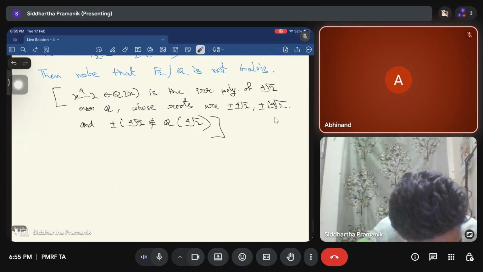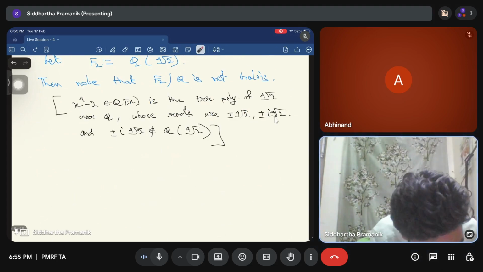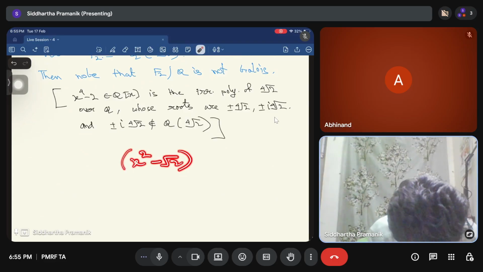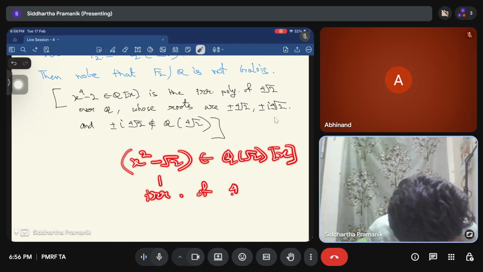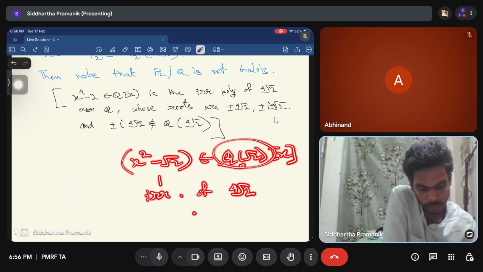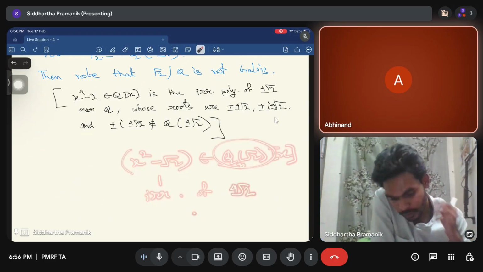But if you want to see why, find the irreducible polynomial over Q root 2. In that case, you will see that its irreducible polynomial is just this one. So this is the irreducible polynomial of fourth root of 2 over this F1. So its degree is 2. So it has to be Galois.